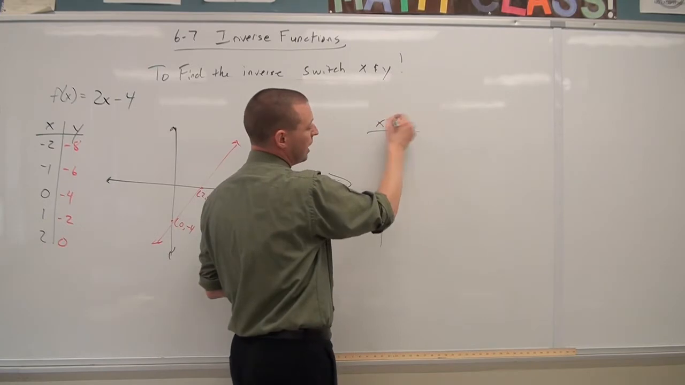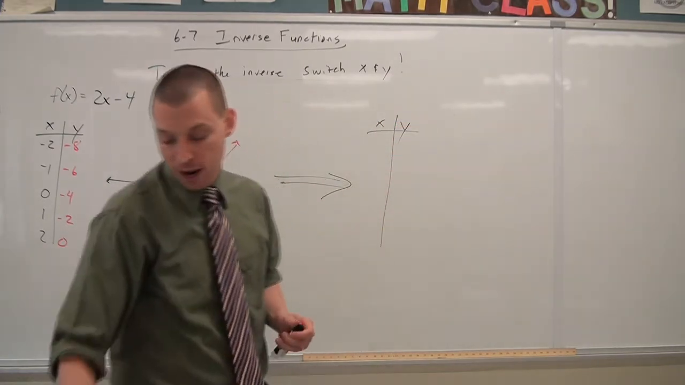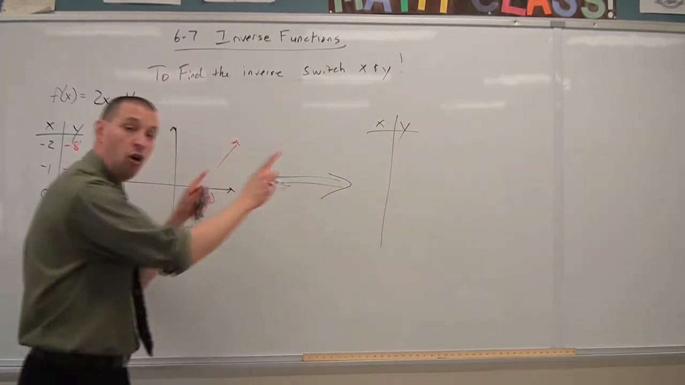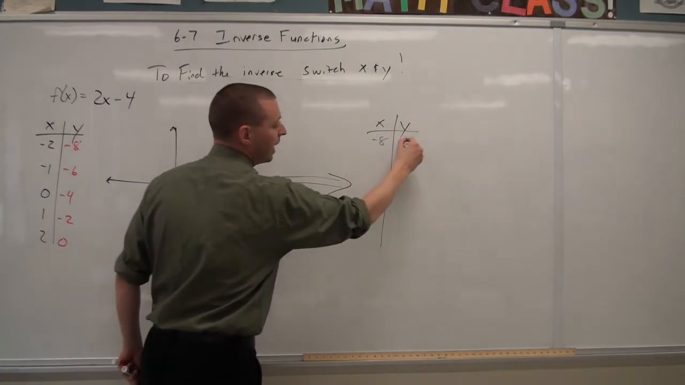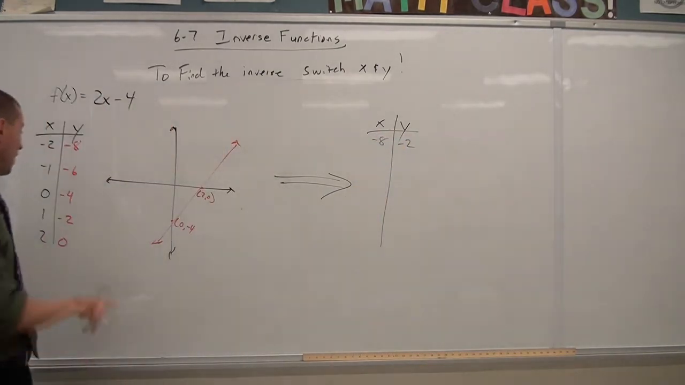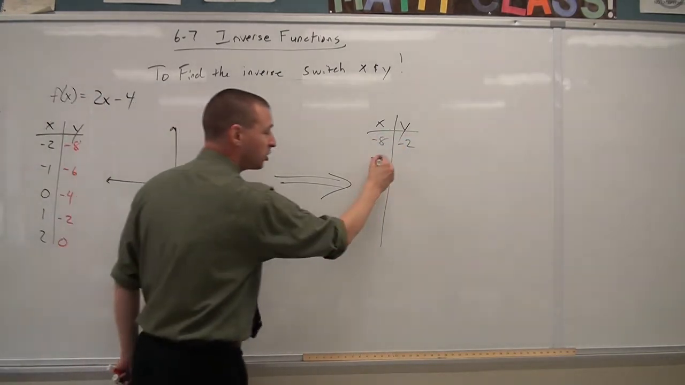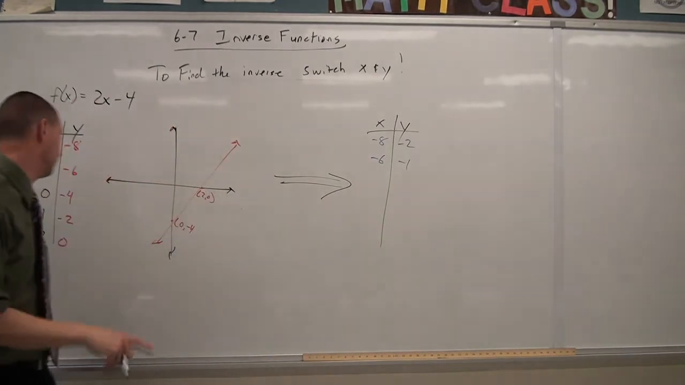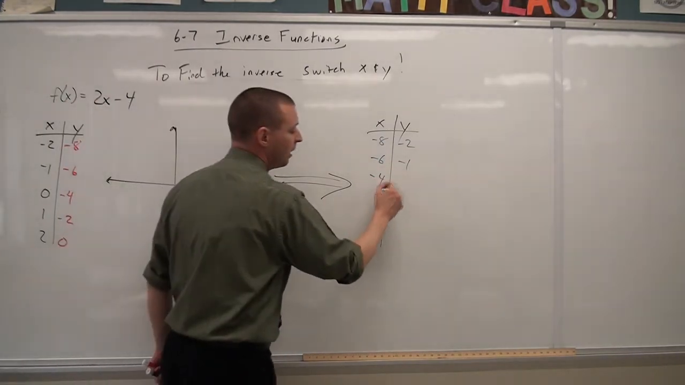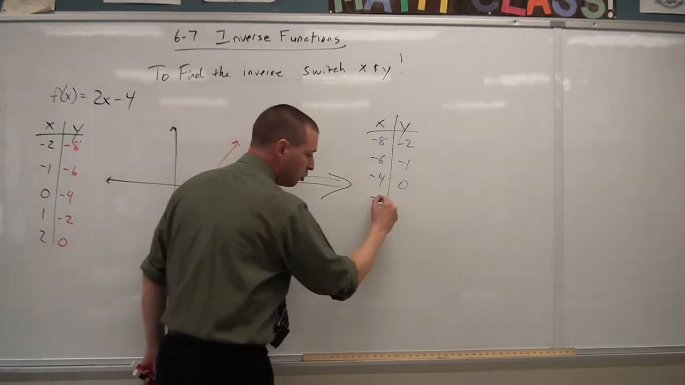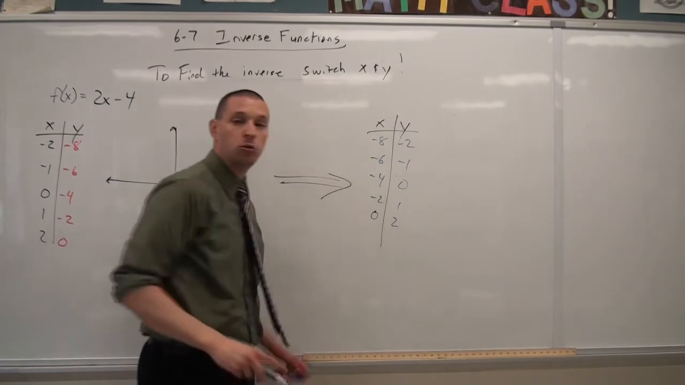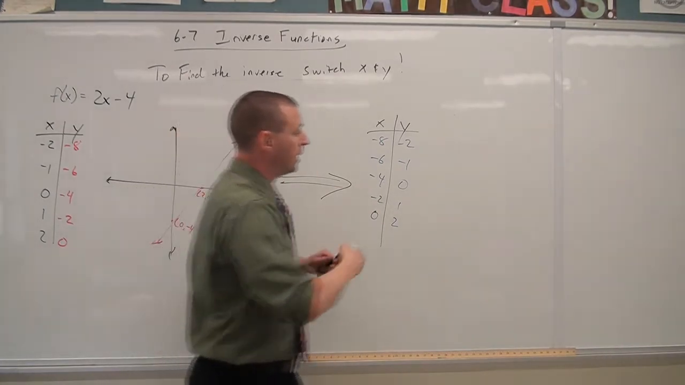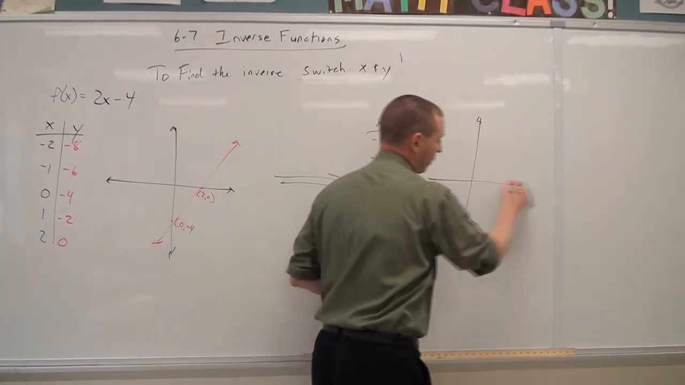So what we're going to do is take a look at a new table of values. My new table of values is going to have all of my x and my y values switched. So the point -2, -8 actually becomes the point -8, -2. And -1, -6 actually becomes -6, -1. 0, -4 becomes -4, 0. 1, -2 becomes -2, 1. And 2, 0 becomes the point 0, 2. Now we can actually take a look at what the graph of that looks like.